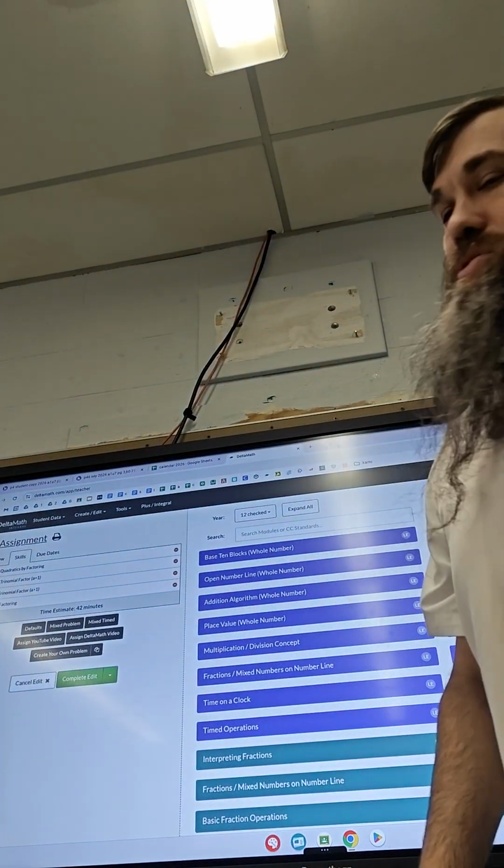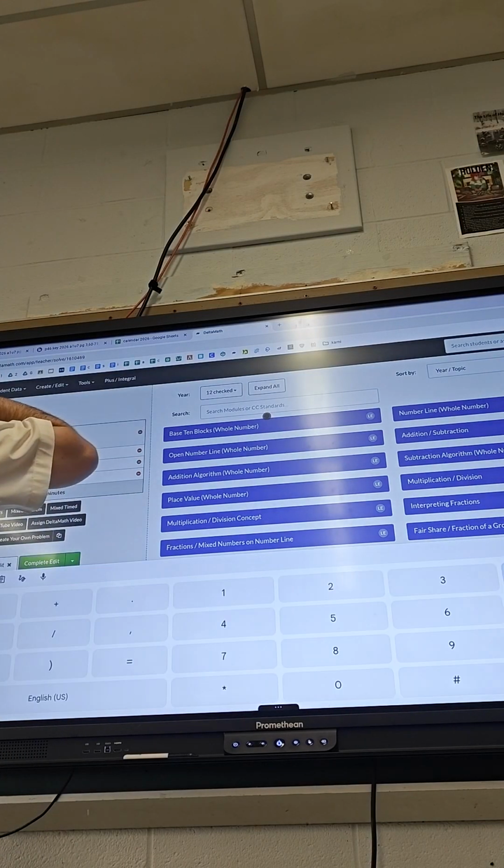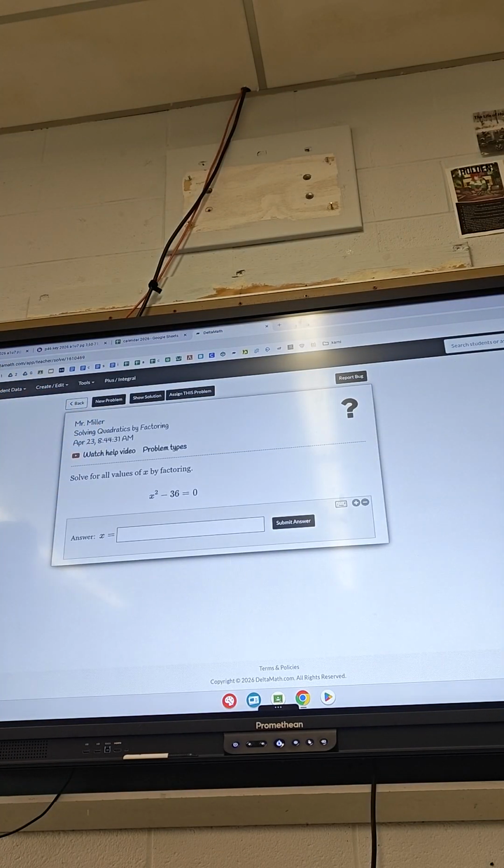Okay. So the first one is solve quadratics by factoring. Now, we've done all this stuff before, it's just taking it one step further. Now there are different types of examples here. This is a difference of squares.